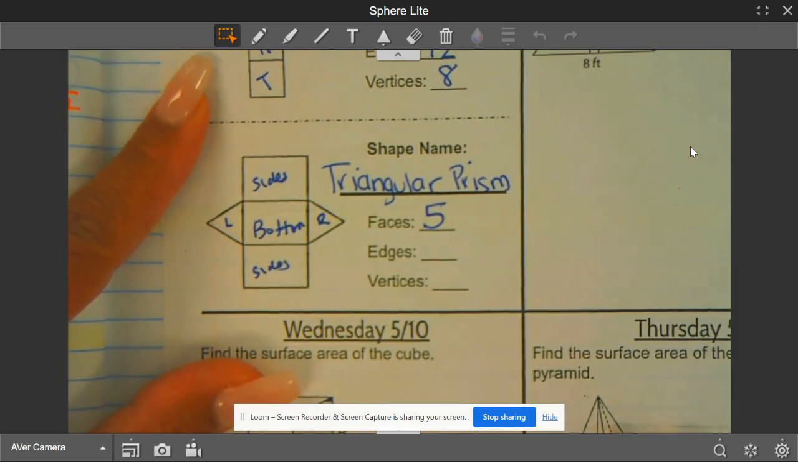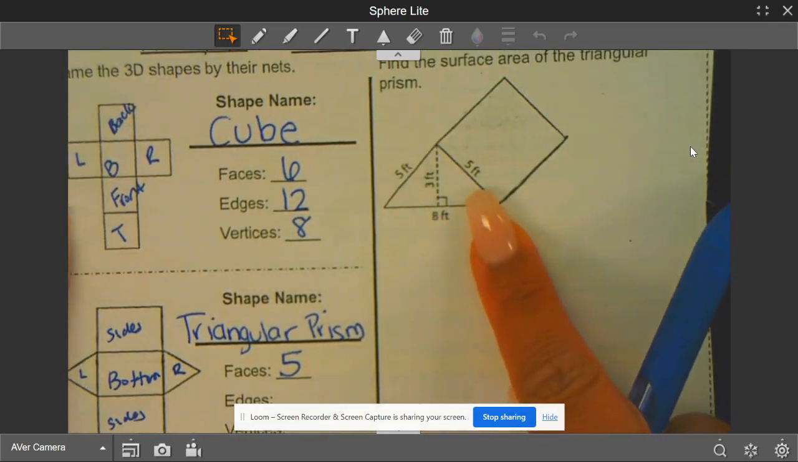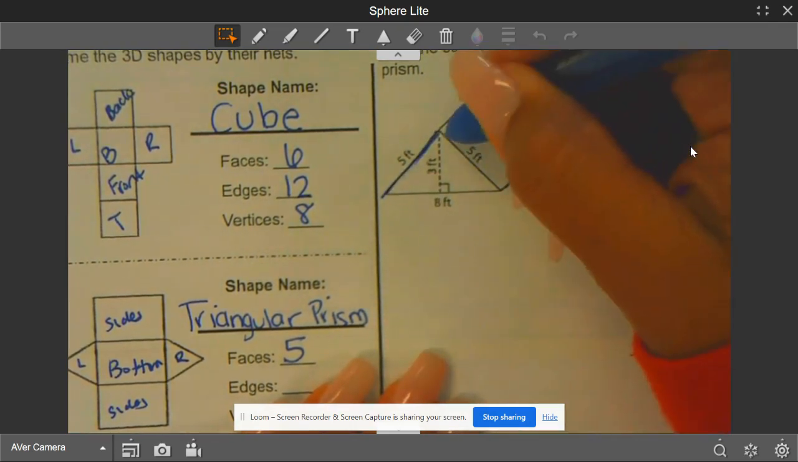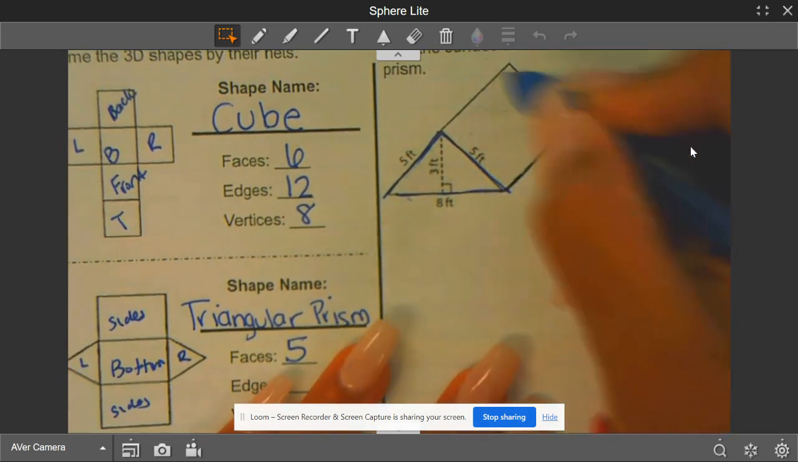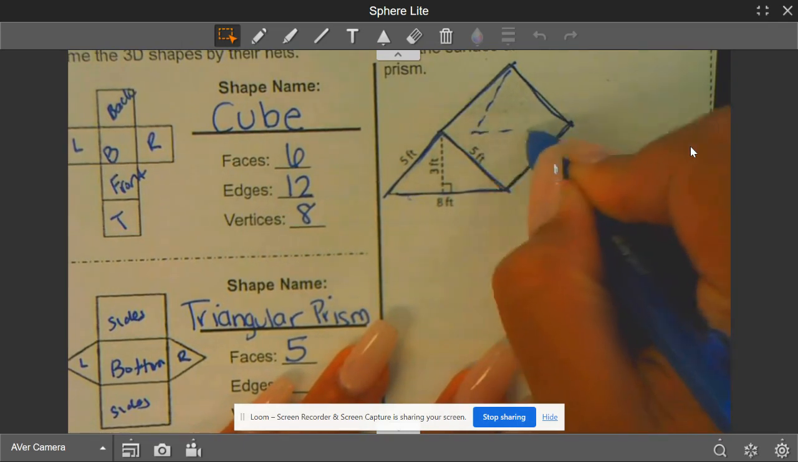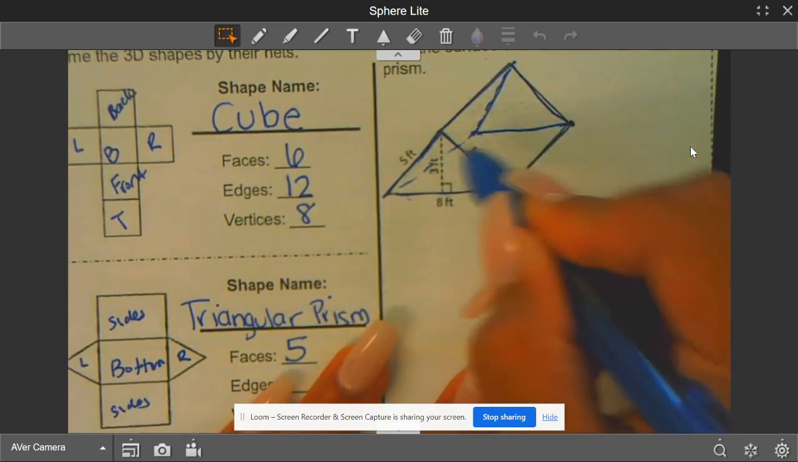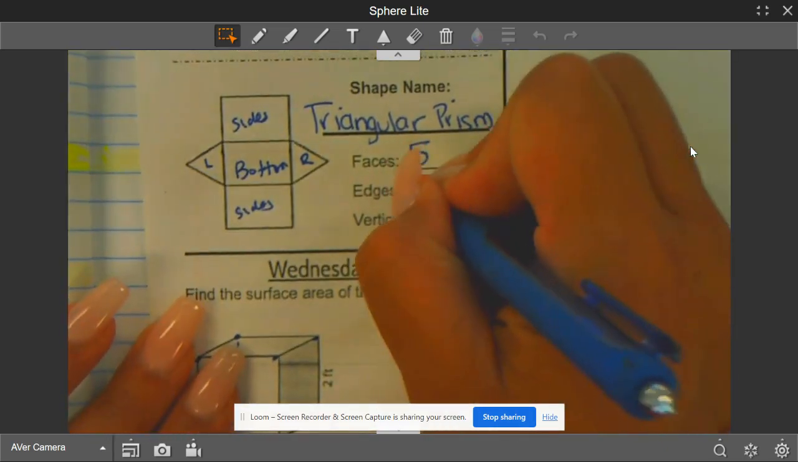All right, now my edges. Closed up, this is what it looks like. So my edges would be this part here. So there's 1, 2, 3, 4, 5, 6, but there's more. Because if I have that, there's 7, 8, 9. So I have 9 edges.